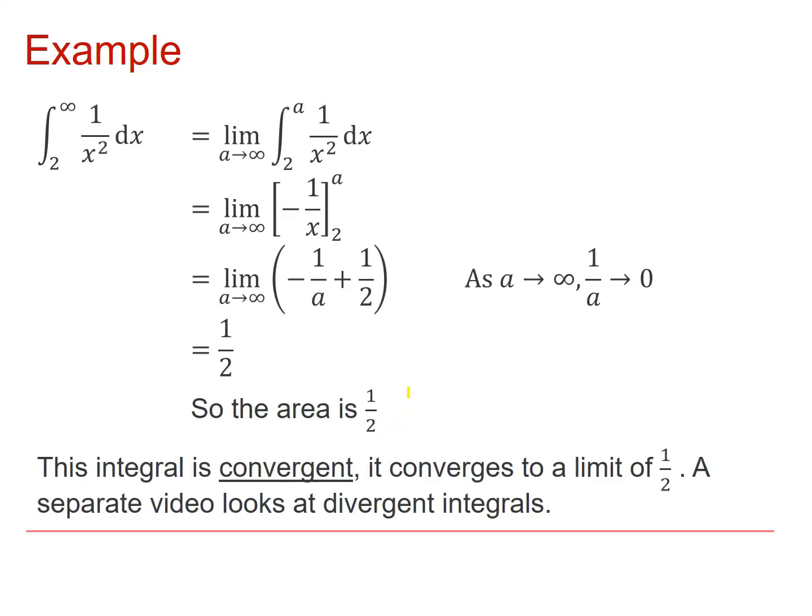There's that working tidied up. So here we've done the replacement of the upper problem limit. We've allowed that to tend to infinity, and down here, once we've completed the integral and stuck the limits in, we then look at what happens as a tends to infinity, and therefore we end up with our result of a half. So remember, this is a convergent integral because it actually has a limit. A separate video will look at divergent integrals.